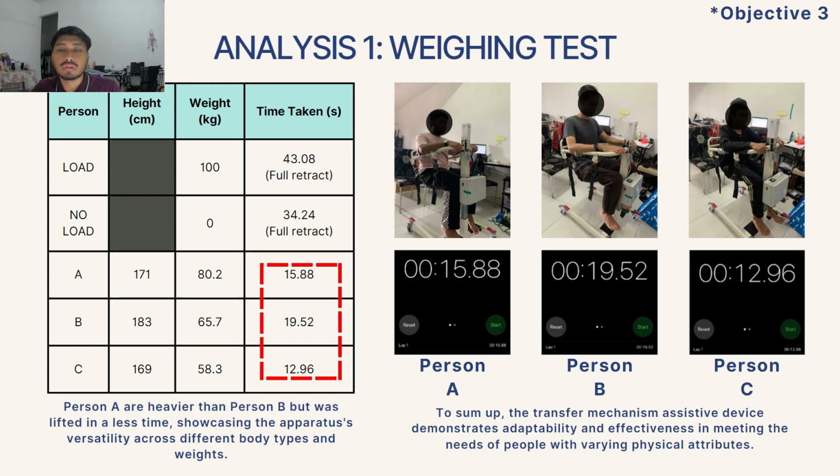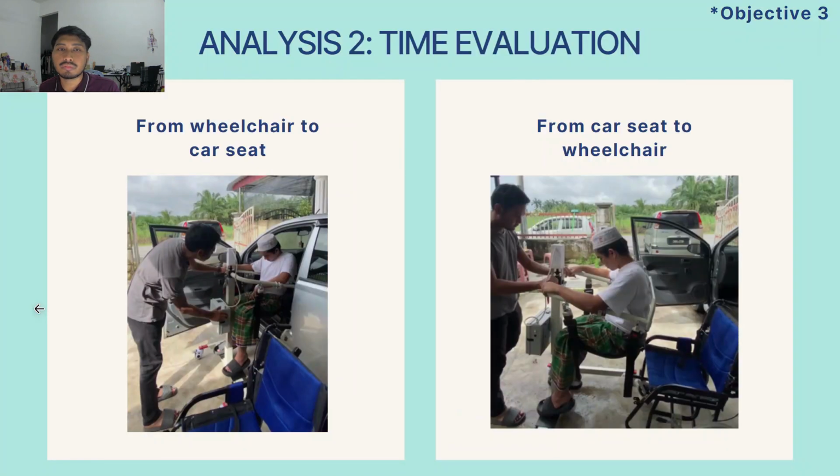To conclude, this test of the transfer mechanism demonstrates that the device can adapt and meet the criteria for the needs of people with varying physical attributes. For the second time evaluation, I have divided it into 2 sections, from wheelchair to car seat and also from car seat to wheelchair. I will show my demo video for this result.